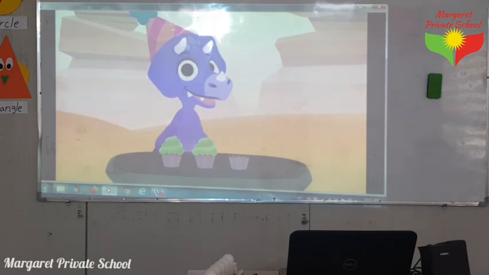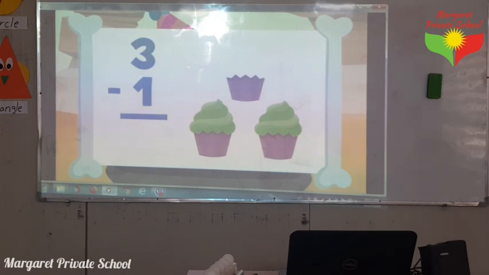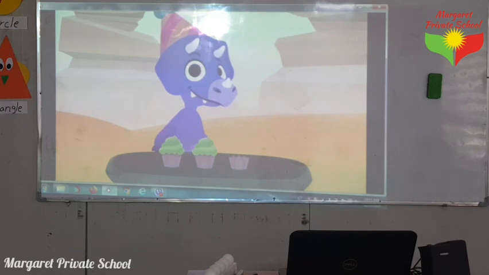you did with these cupcakes. For example, before there were 3 cupcakes on the table, and you've eaten 1. So, if we take 1 away from 3, there will be 1 and 2 cupcakes left. 3 minus 1 equals 2. Well done! We have done our first subtraction. See how easy it was?